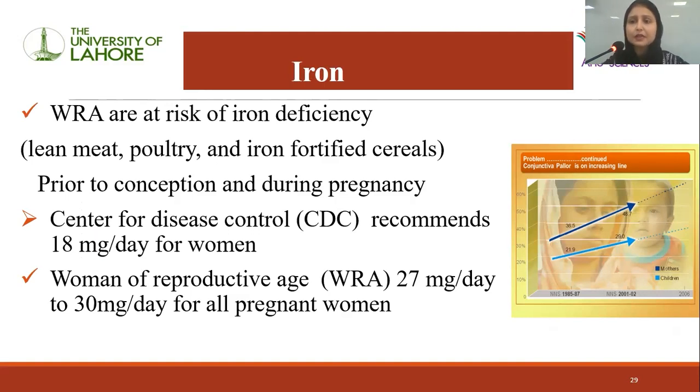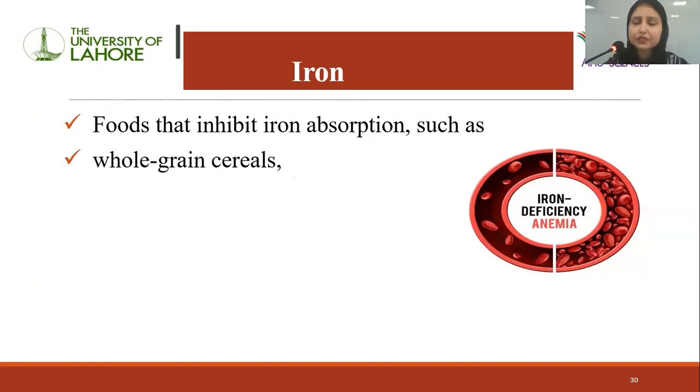There are a number of iron sources available: heme sources and non-heme sources. The heme sources we get from animals, and the non-heme sources we get from plant sources. There are also iron-fortified foods available. The recommendation for iron is 18 milligrams per day for a normal woman, and for a pregnant woman the requirement is 27 to 30 milligrams per day.